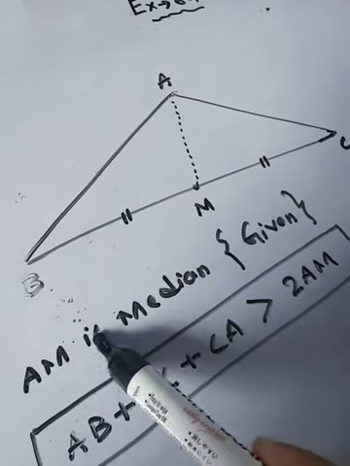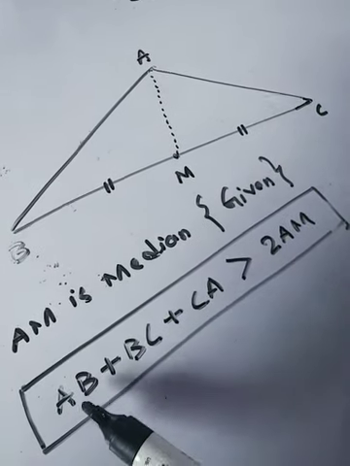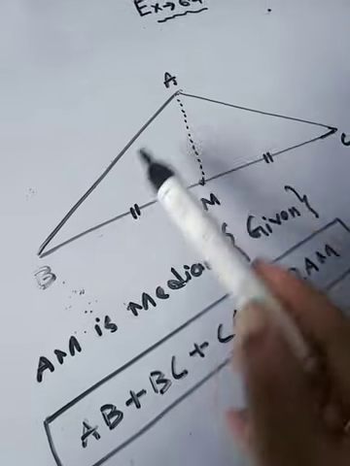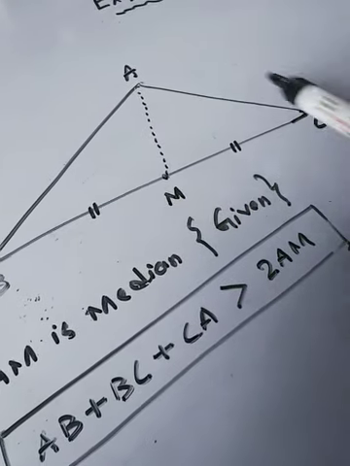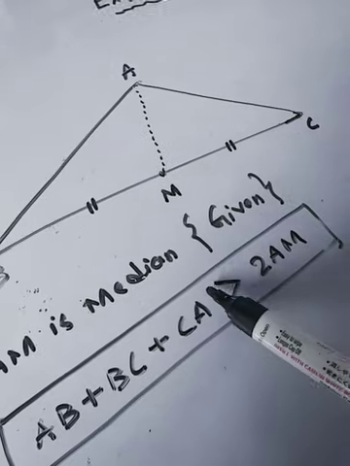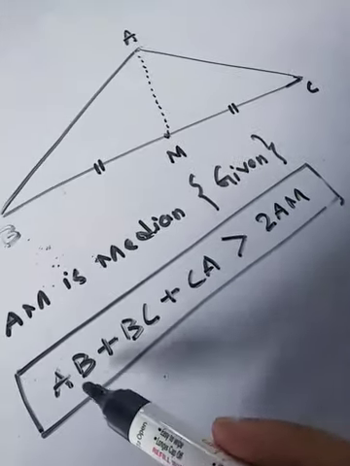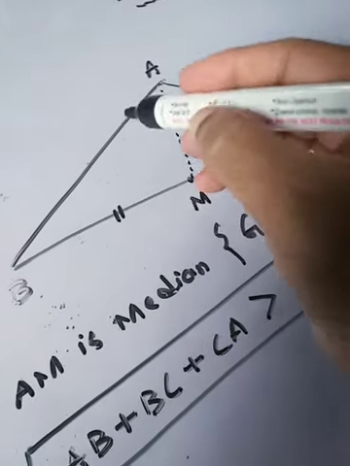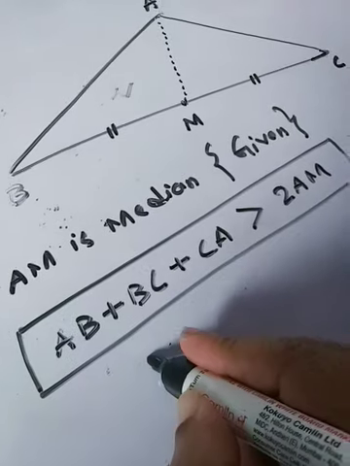Okay, this is given, AM is a median. Now what exactly do you have to find out or show? That is, AB plus BC plus CA is greater than 2AM. To find this out, we first have to look at triangle ABM. Now see the solution.